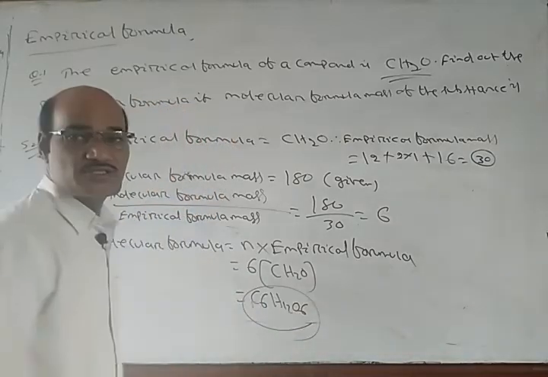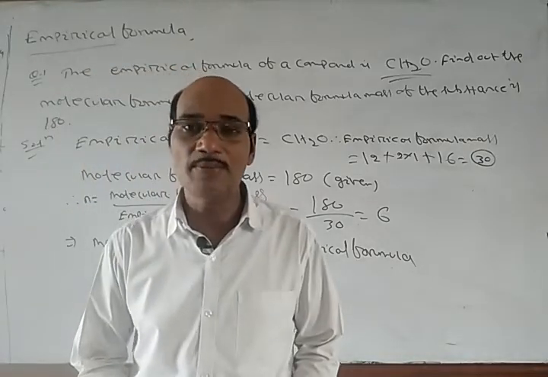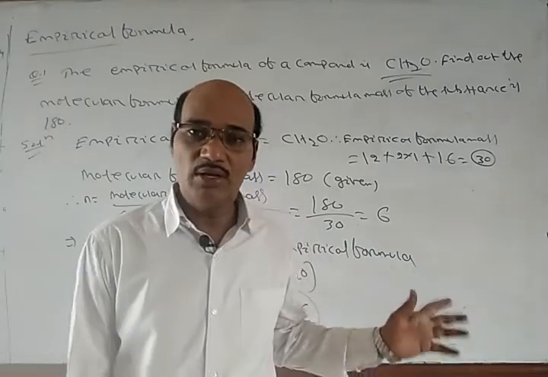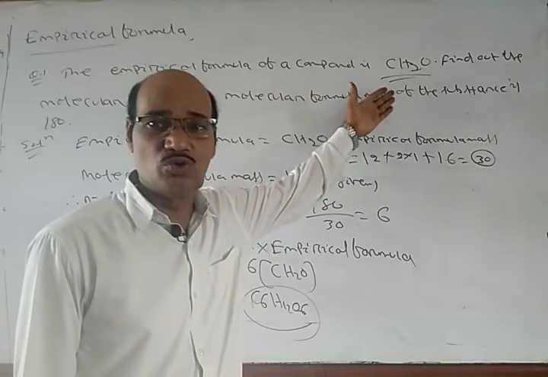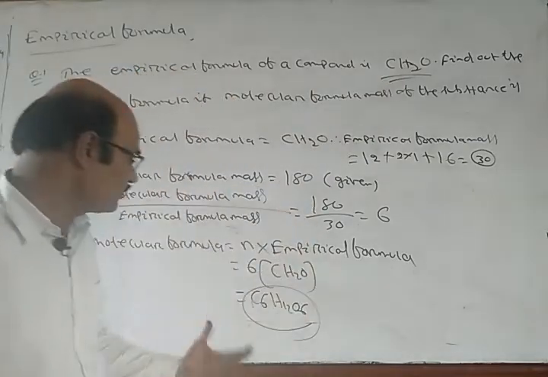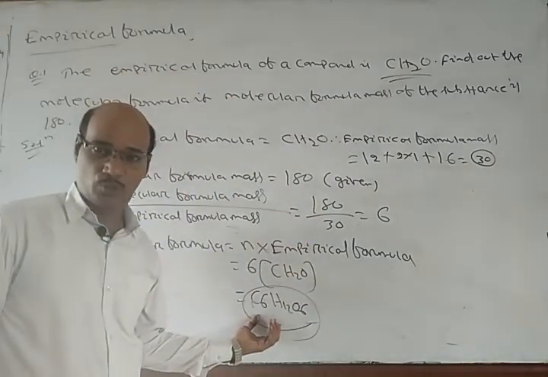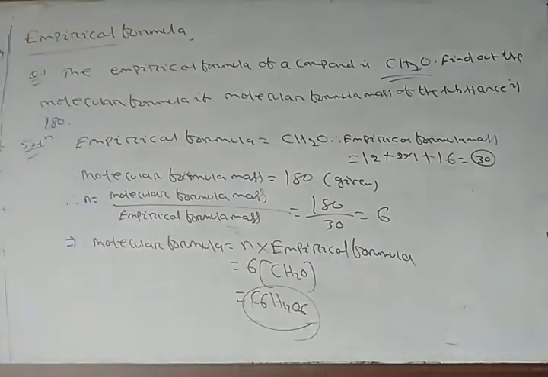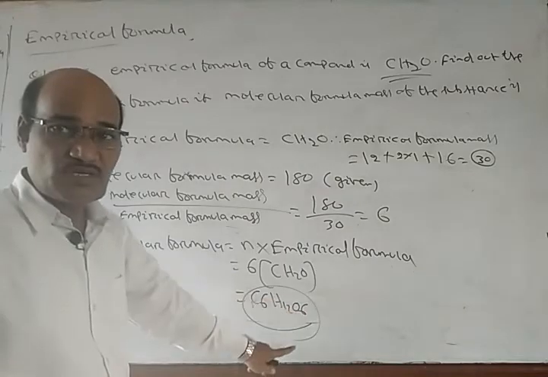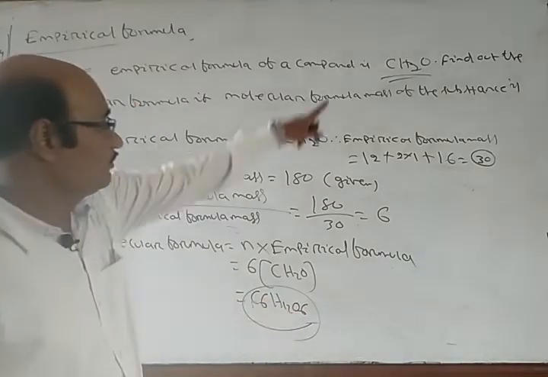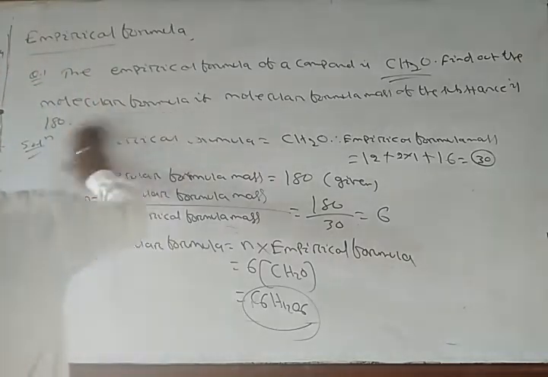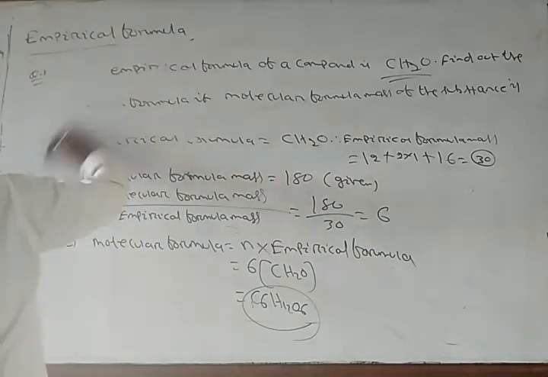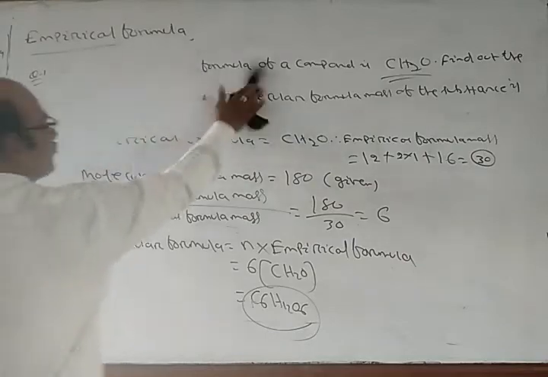Okay. So C6H12O6 is the molecular formula of the compound whose empirical formula is given as CH2O, and the molecular mass is 180. And this is your well-known compound glucose. Okay. Right. Question number 1. So in this way we can find out the molecular formula from the given value of empirical formula and molecular formula mass. Clear?